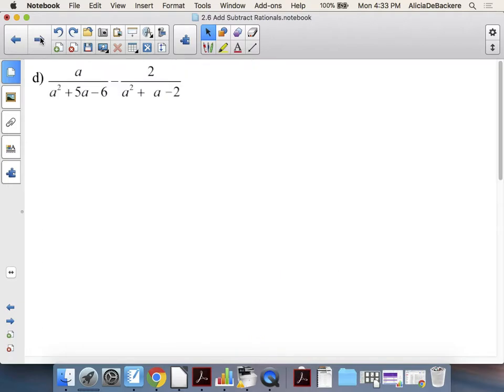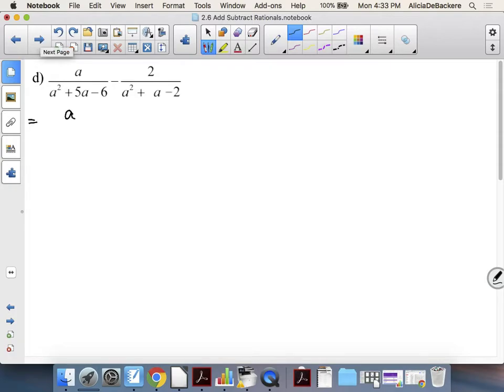Looking at D, I can't just simply pop some brackets around the denominators. I need to actually factor those statements. So I've got some simple trinomials here, which tells me I'm just looking for 2 numbers that multiply to negative 6 and add to positive 5. And then in the second fraction, I'm looking for 2 numbers that multiply to negative 2 and add to positive 1.